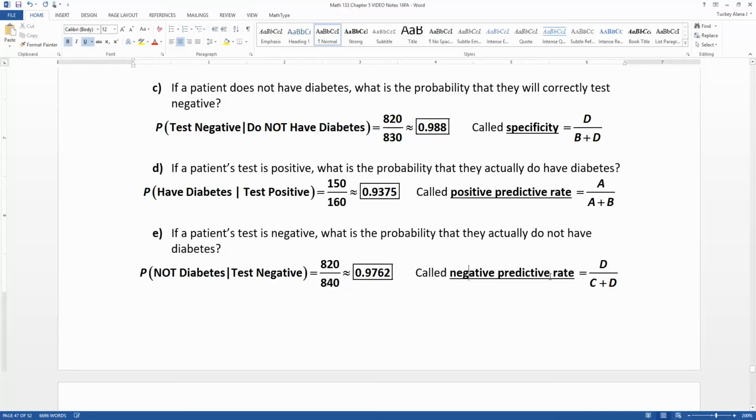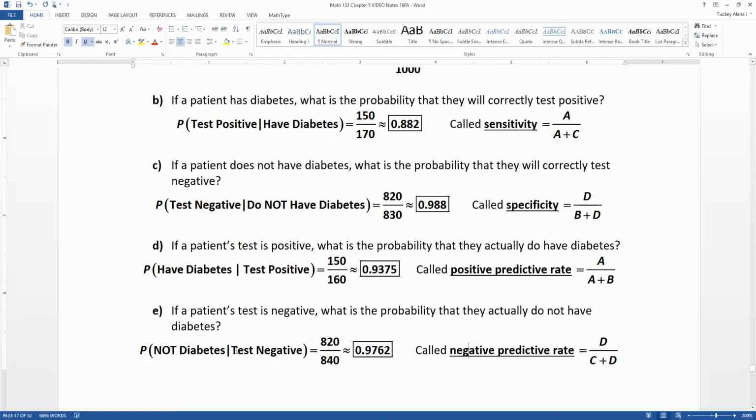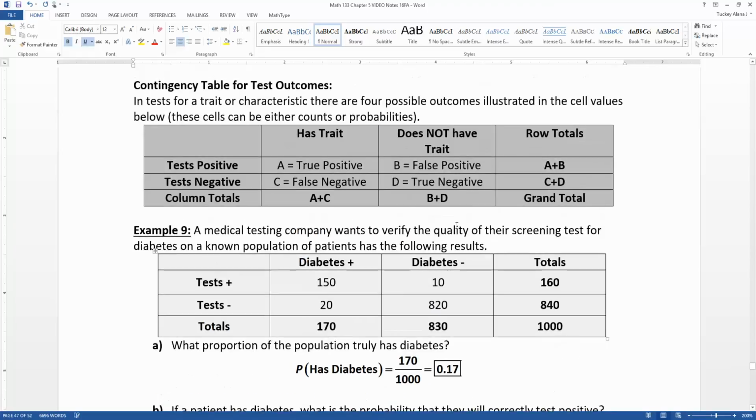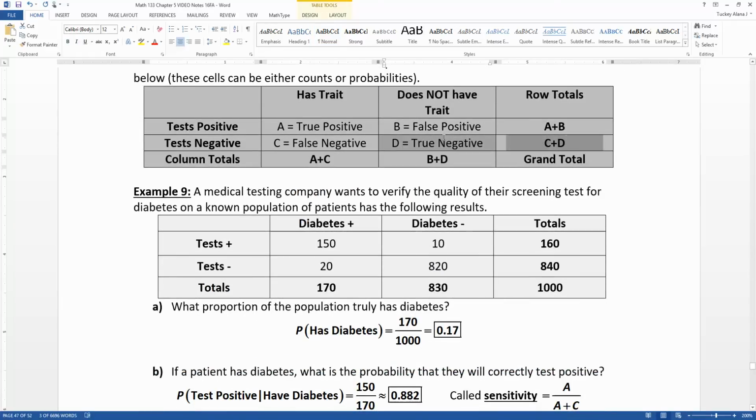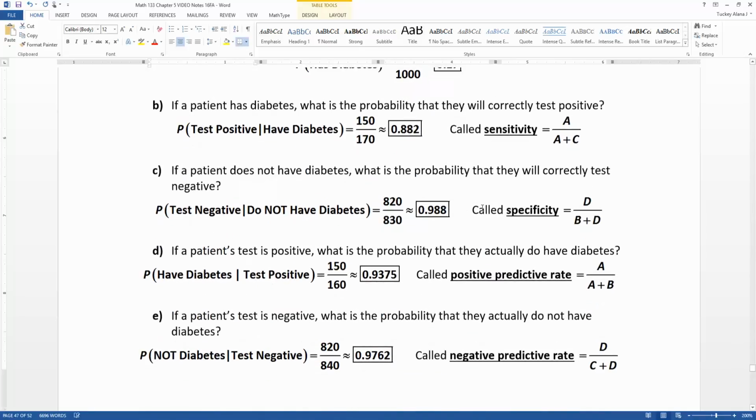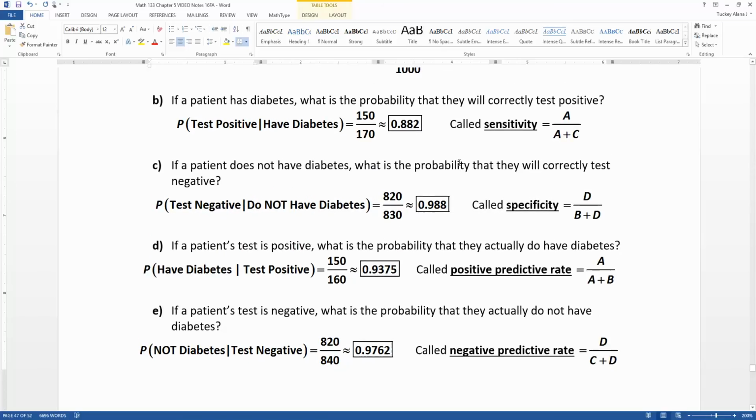Okay, and that's called the negative predictive rate, the chances you do not have diabetes given that you test negative, right? And that's found by taking cell D, the true negative rate, and dividing it by C plus D, which is that row for testing negative. All right, so you've just learned 4 very important terms, especially for medical testing and virus testing, even on software and on people. Important stuff.